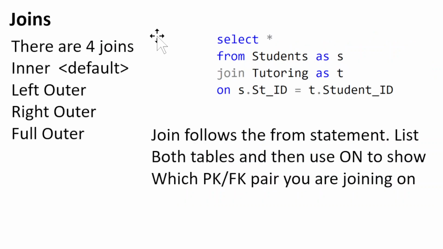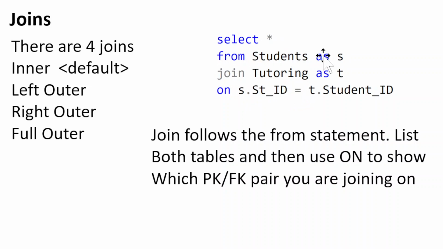Joins. Okay, there are four joins. The default is inner, I'm sorry. Then we have left outer, right outer, full outer. So to get that, we select star from students as S, and tutoring as T. That's our first table. This aliasing is not required; it just makes it less typing you have to do, because otherwise I'd have to write students here and tutoring here.